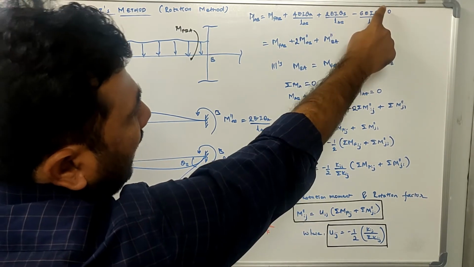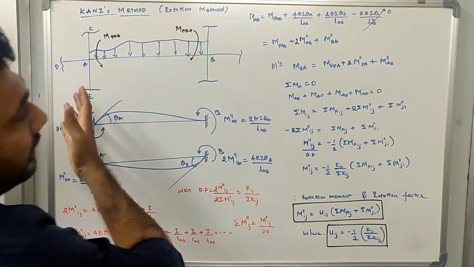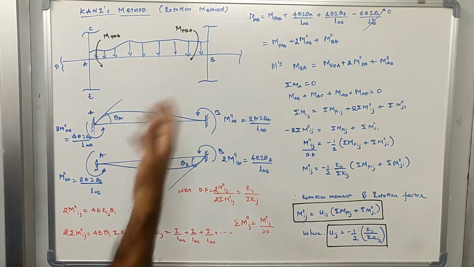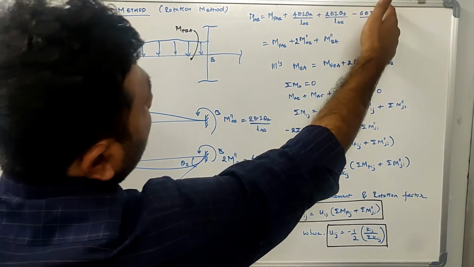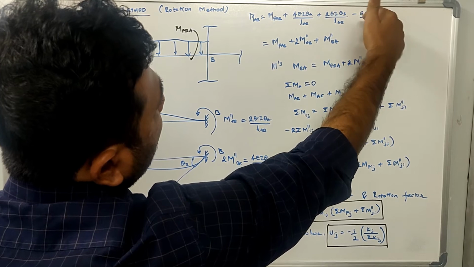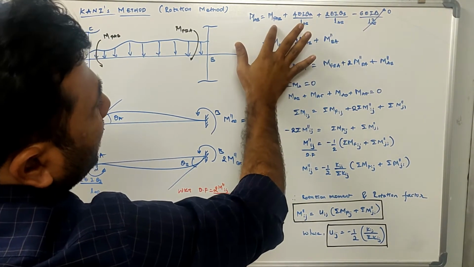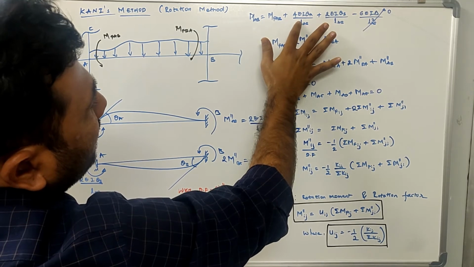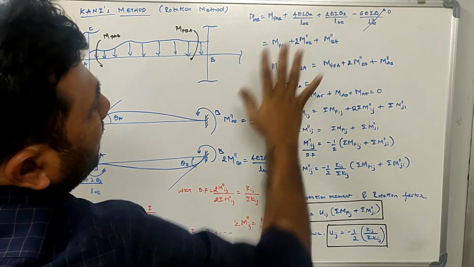So here I am telling you that we need to neglect the translation, considering that this will not translate. Okay, we are assuming that it will not translate. That's why I am eliminating the delta. If I eliminate the delta, this 6 EI delta divided by L square will be eliminated. What is left is only these three terms: one is the fixed end moment, the rotation at the near end, and the rotation at the far end. So these are the only moments that are left over.